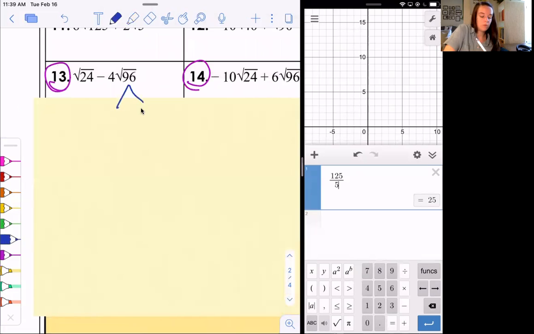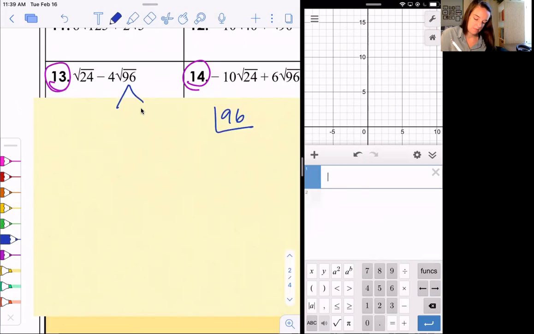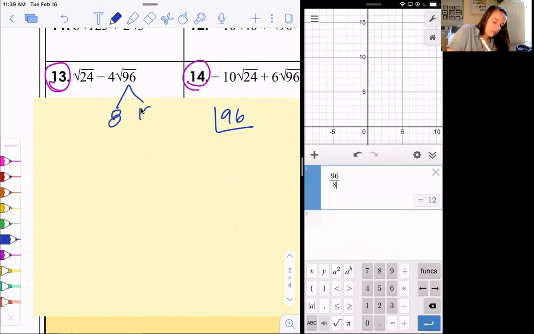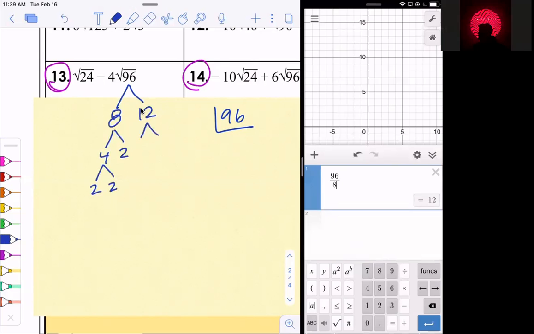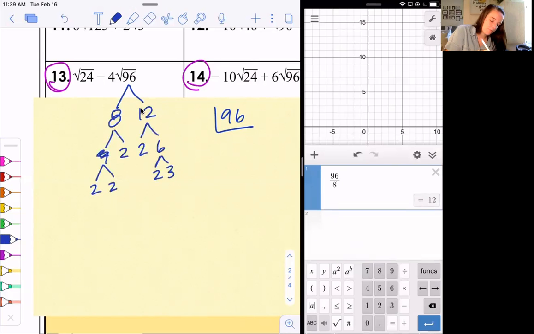All right. What number could we divide 96 by? Just start with the smallest number you can think of. 8 and 12. We could do 8 and 12. Let's see. Yeah, 8 and 12 works. And then we could do 4 and 2 and 2 and 2, right? And 2 and 6 and then 2 and 3, like that.